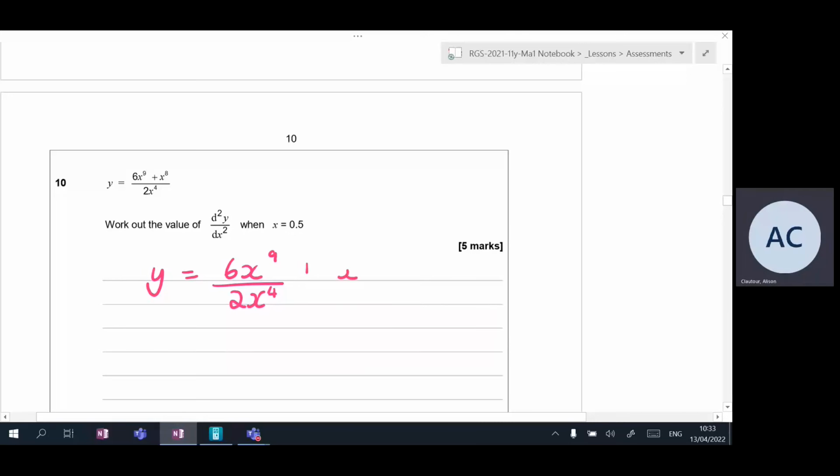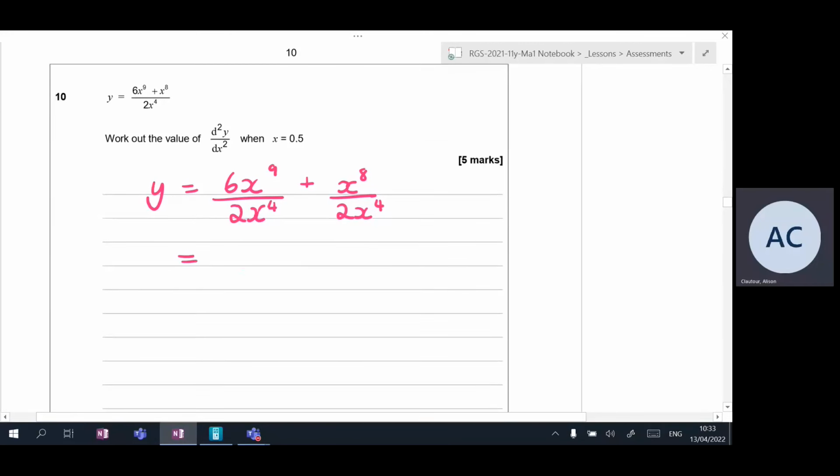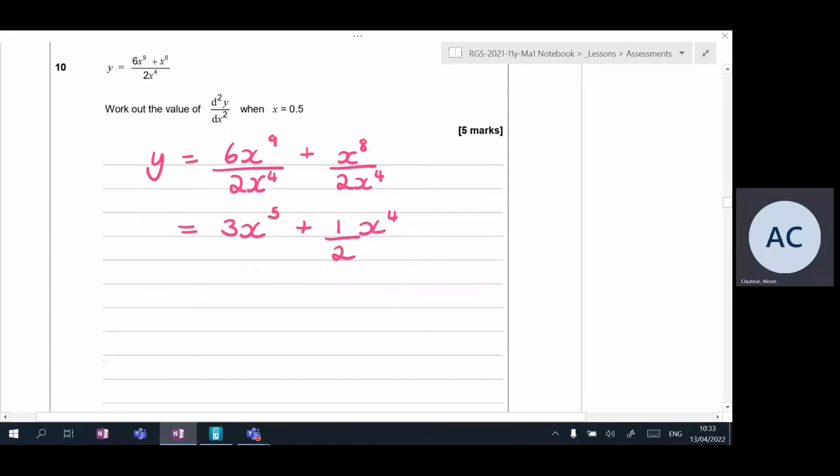So you've got x to the power of 8 over 2x to the power of 4. Okay, so this allows you to simplify each term separately. So we've got 6 over 2 gives me 3, and then x to the 9 divided by x to the 4. Remember, you subtract the powers, so it gives me x to the 5. And then for the next one, the numbers stay where they are, I can't cancel them. I've got 1 over 2, which is a half. And then x to the 8 divided by x to the 4. Again, subtract the powers, gives me x to the 4.